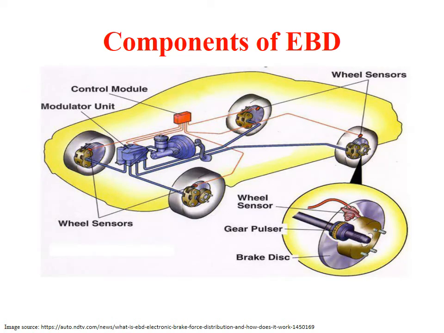There are four main components involved in an electronic brake force distribution system. First one is the wheel sensors, another one is the yaw sensor, next one is the modulator, a hydraulic brake fluid modulator, and the last one is the control module or electronic control unit, simply called the ECU. Here, the wheel sensor is used to measure the speed of each wheel, and the yaw sensor is used to measure the vehicle movement along the vertical axis, and the hydraulic brake fluid modulator is used to control the required brake fluid pressure on each wheel. At last, the ECU is used to receive all the information from the sensors and to control the units.